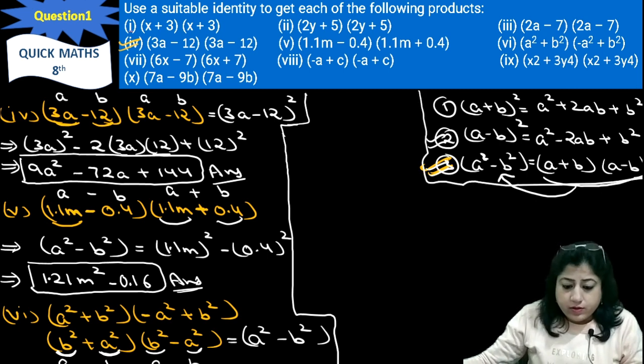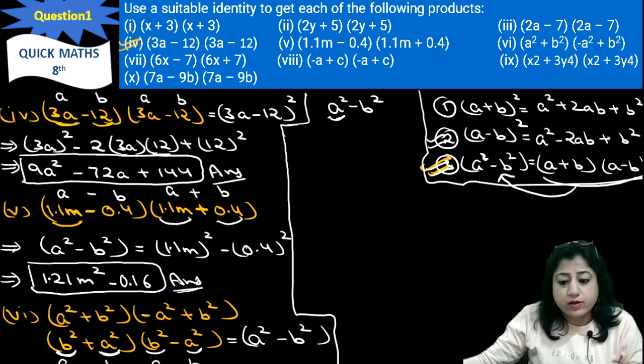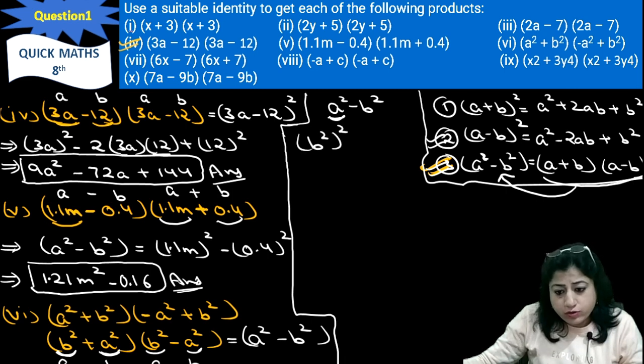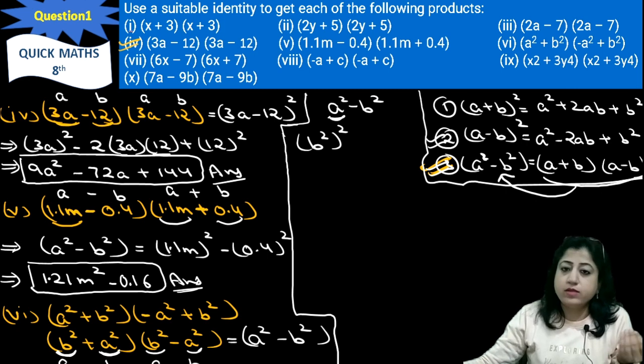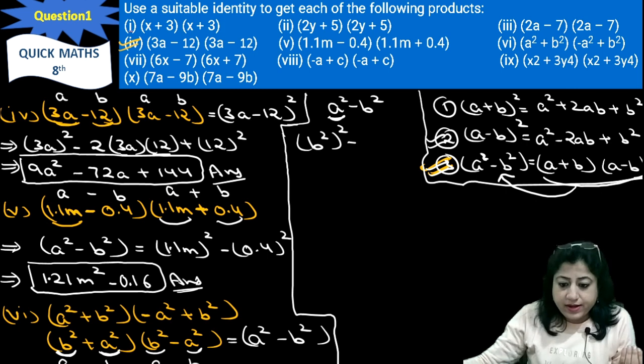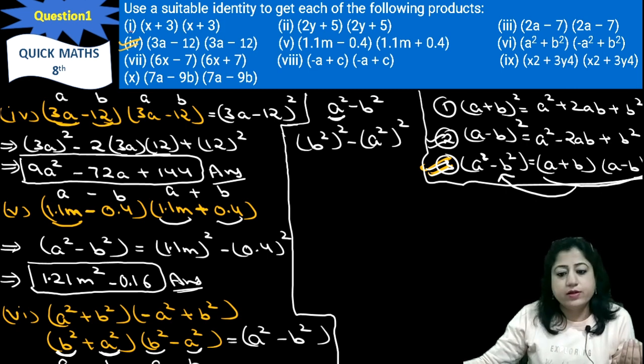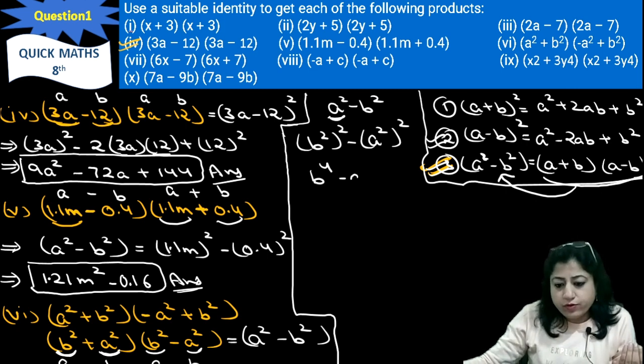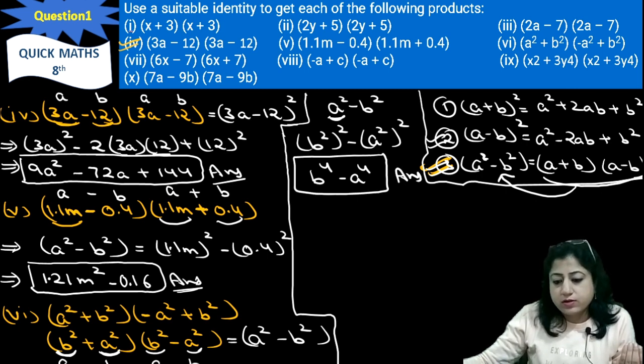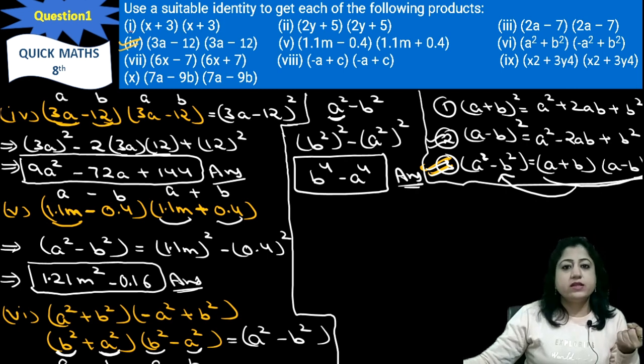Now first of all, here a square minus b square. Here what is a? a is b square. Now b square and its whole square, because it will be a square, means a is b square. So we will just place the value of a here and square of it, minus what is the value of b? The value of b is a square, and the square of it. So it will be b raised to power 4 minus a raised to power 4. So this is the required algebraic expression, b raised to power 4 minus a raised to power 4.